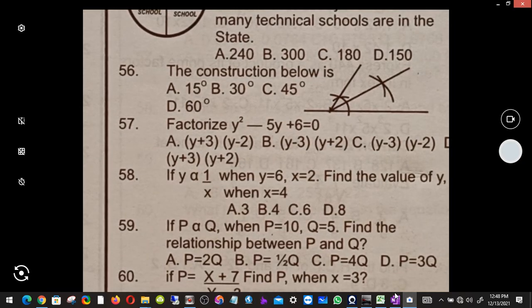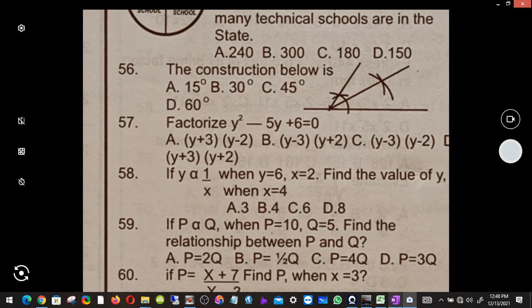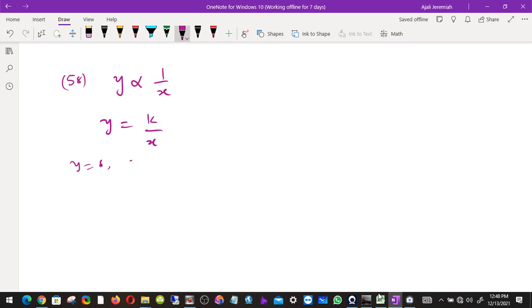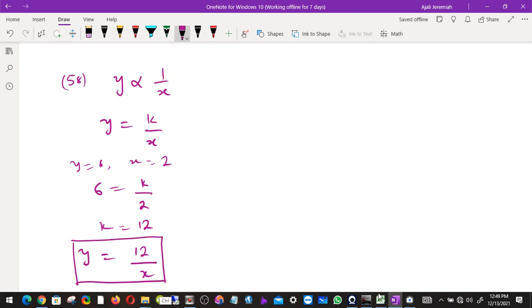The equation is saying when y equals 6, x equals 2. Let's substitute these values to get our constant k. So put here 6 equals k over 2. So k becomes what? 12. So let's substitute to get our relationship: y is equal to 12 over x. This is our law or relationship or formula.